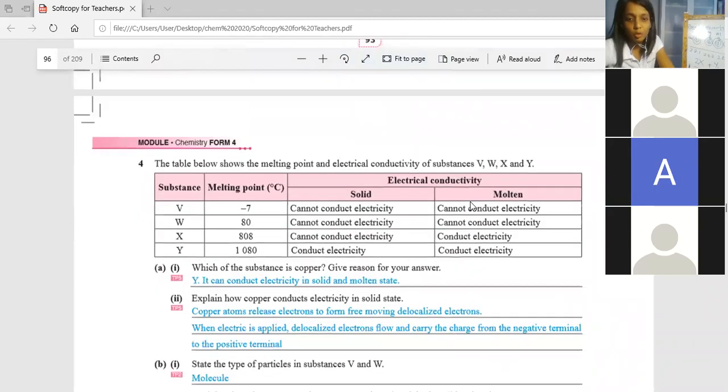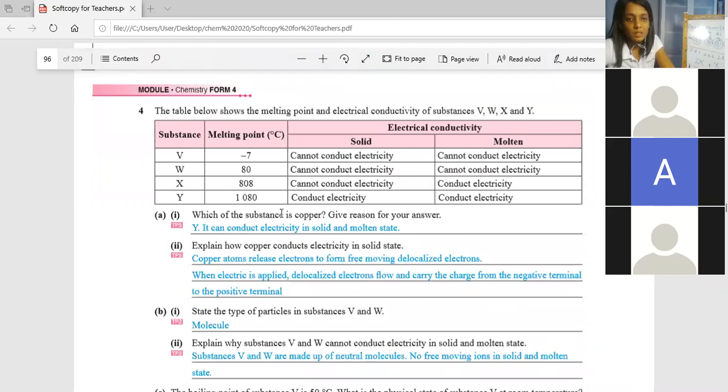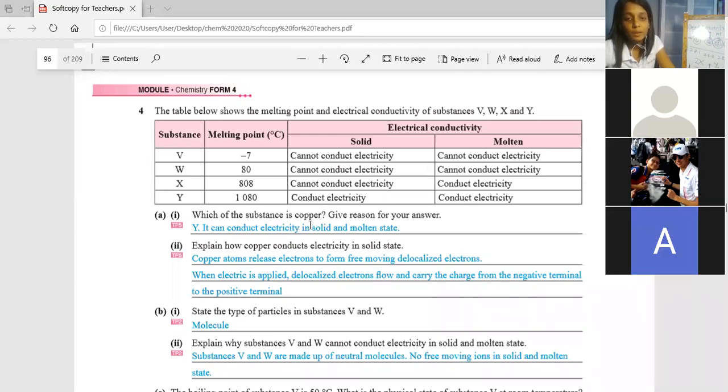Okay, can I straight away go to the last part because only 8 minutes are left? Yes, sir. Okay, now which substance is copper? And give your reason. Copper is a metal, correct? Conducts electricity in solid state. So your answer must be Y. And the reason is because it can conduct electricity in solid and molten state.